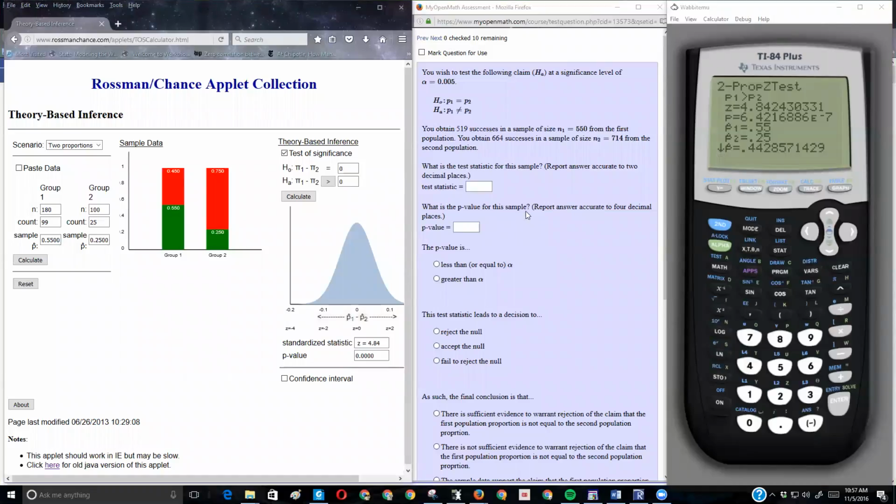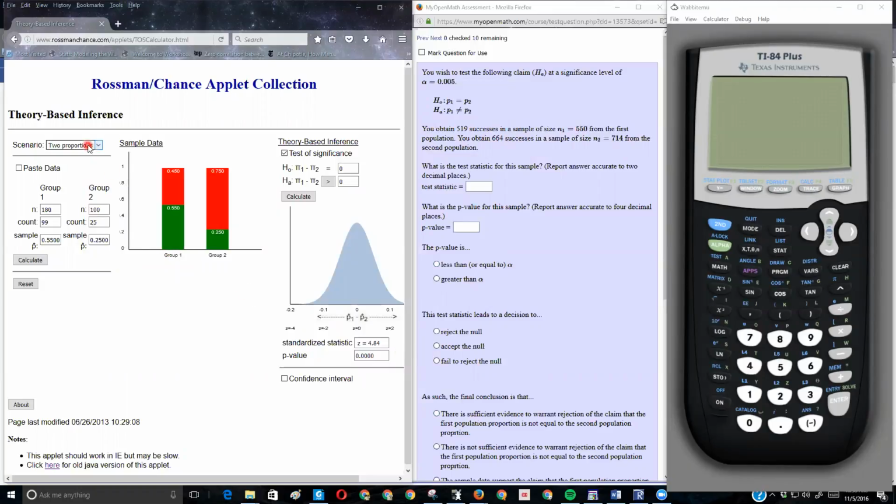So I'm looking at testing the difference between two proportions. They're telling me, and it's not in any kind of context, so I guess that makes it harder, but that's okay. It's a two-tailed test. I've got 519 successes out of a total sample of 550, and 664 successes out of 714. They want the test statistic and the p-value, then we're going to make some decisions about this.